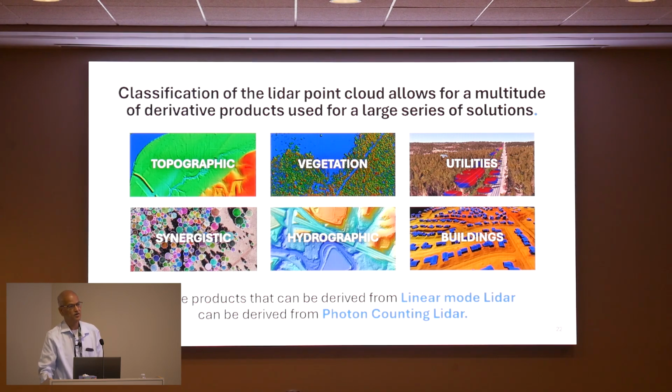In the same way with regard to the vegetation, the canopy height and those types of information that you are doing with the linear mode can be done here. In the same way, the buildings can be extracted, hydrographic information can be done, and obviously the utilities are a main player that utilizes the high density LIDAR. So what I'm trying to tell you is pretty much all the products that you can create from the linear mode LIDAR can be created from the Avalanche LIDAR without any difficulty.